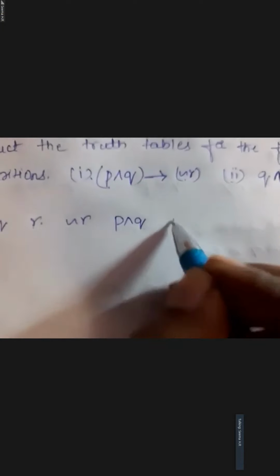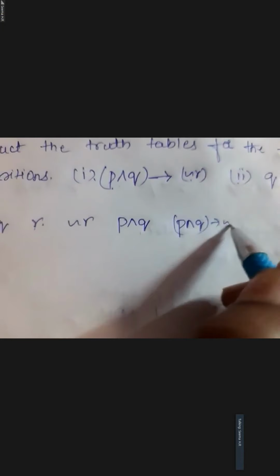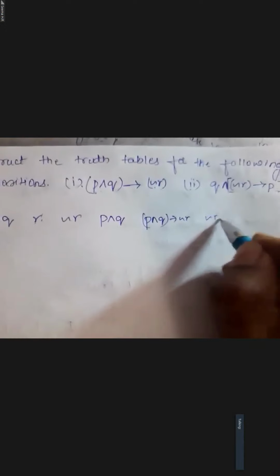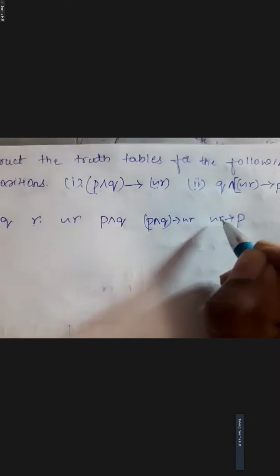Let us construct the table P, Q, R. Since negation of R is there, I will be calculating negation of R. Then in the first one, I have P and Q, so I will be calculating P and Q. Then we will be calculating P and Q implies negation of R. Next, find out what is negation of R implies P. I will be calling this A. So at last you have to do Q and A.